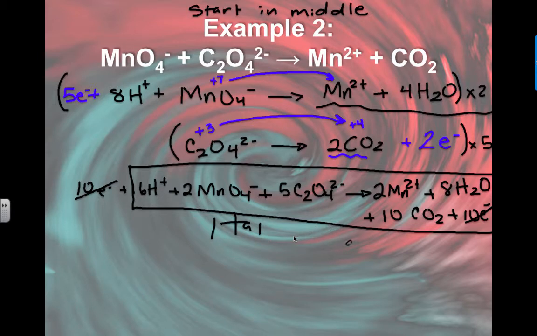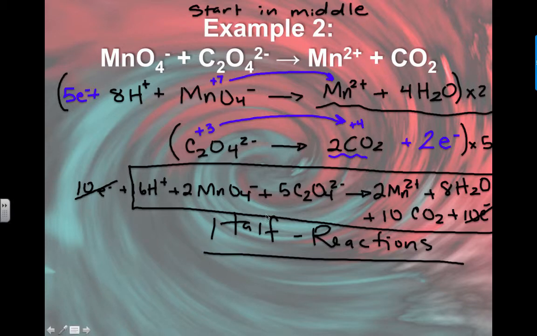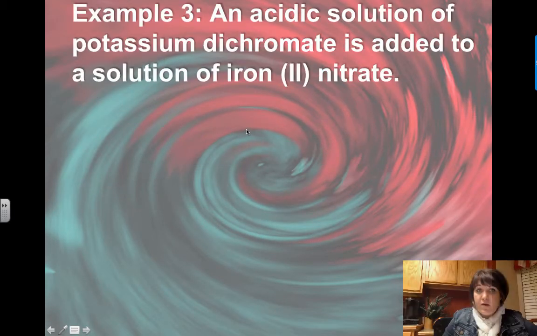But don't worry, if you're in honors chemistry and you get questions like this on your quiz, I will tell you to use half reactions, and I will also tell you what the products are. But let me show you how we might predict the products of an equation when we're given just words. So in example 3, we have an acidic solution of potassium dichromate added to a solution of iron 2 nitrate.